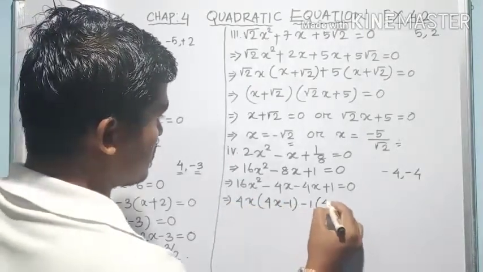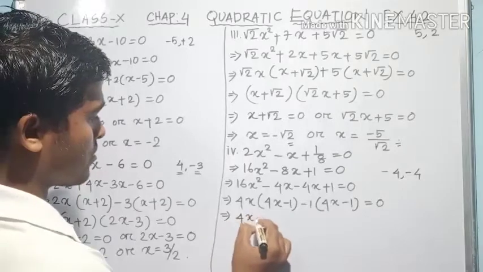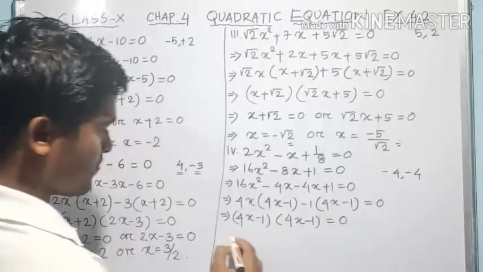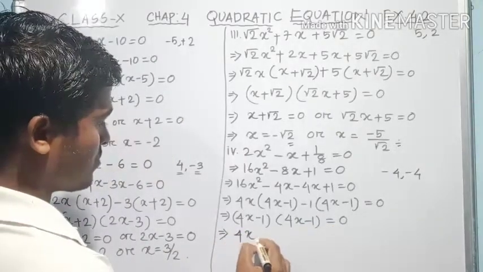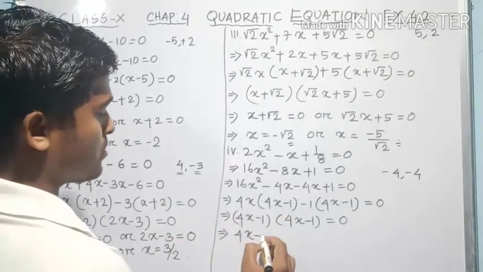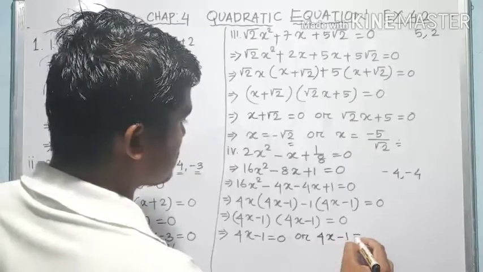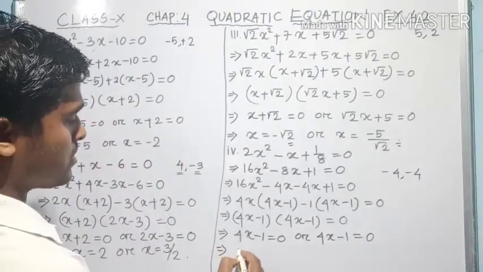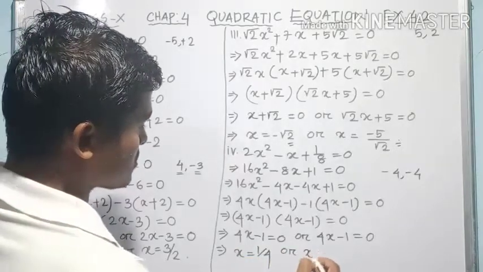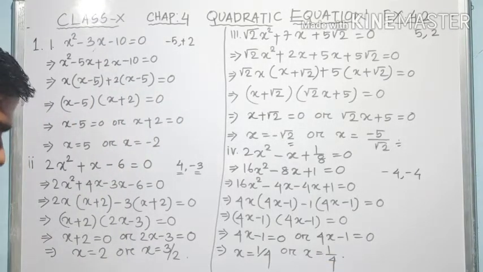If you take minus 1 common, here will be 4x minus 1 is equal to 0. On taking 4x minus 1 common, another will be 4x minus 1 is equal to 0. So now the two factors are 4x minus 1 and 4x minus 1, equal factors. Equating with 0, we get 4x minus 1 equal to 0 or 4x minus 1 equal to 0. So x is equal to 1 by 4 or x is equal to 1 by 4. These are the two roots.